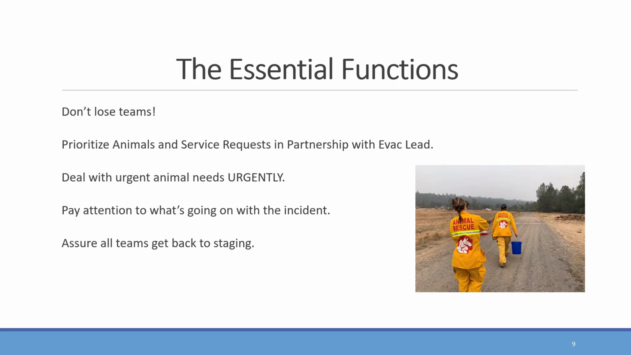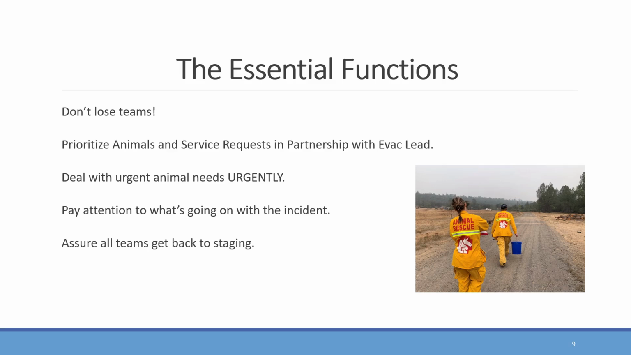Another essential function is to prioritize animals and service requests. It's common to have more need than resources, especially in the first few days. The Park Fire had 102 service requests with over 350 animals within the first 48 hours. The dispatcher juggles teams, equipment available, animals, and geography to assure no animal is left unchecked for too long. Every fire is different. Sometimes this is easier said than done.